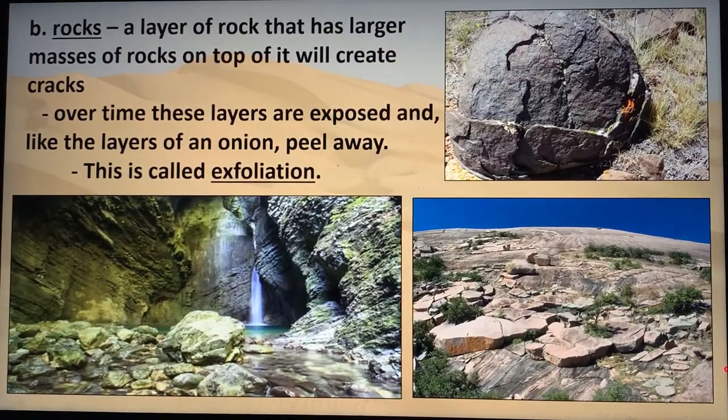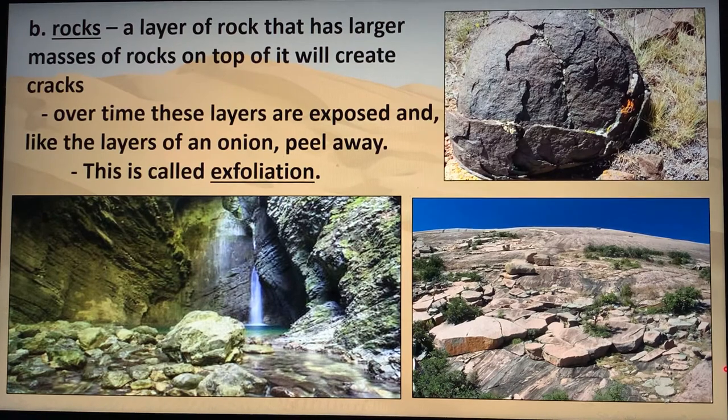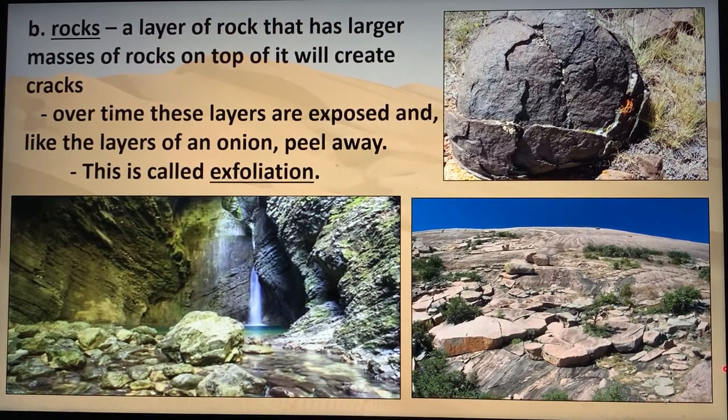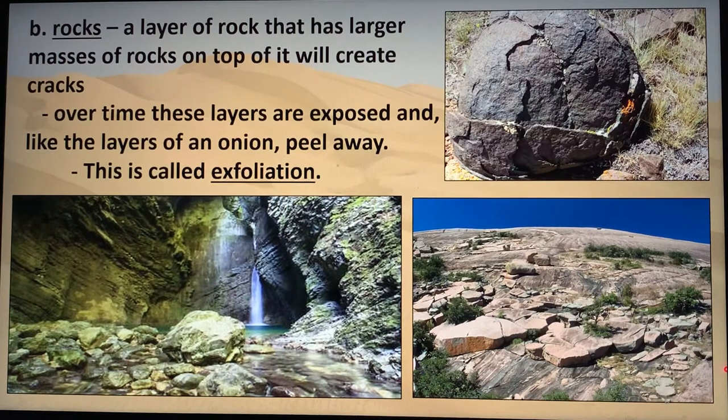And then of course rocks on top of rocks causing pressure on them to delaminate, to have their layers separate. These are all called exfoliation. It's kind of like the layers on an onion. If you've ever cut an onion or you've seen an onion, those layers that are in between, it's like that.